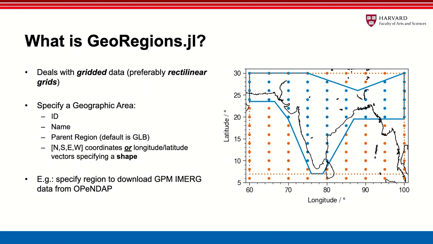It is 0.1 degrees by 0.1 degrees, which is 3600 by 1800. And then it's every half hour, and it's 20 years worth of data. And that is terabytes worth of data. And unless you have the storage space and the internet bandwidth, you do not want to download terabytes of data. This is why I created georegions.jl, to help me specify small regions so that I can download them faster.